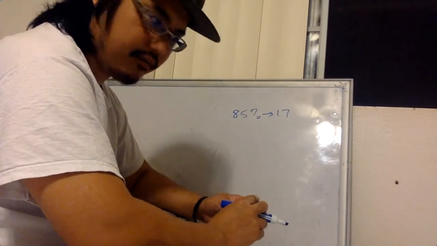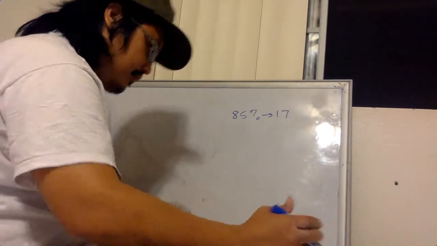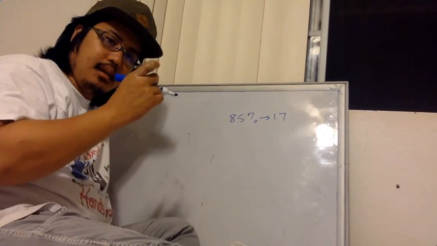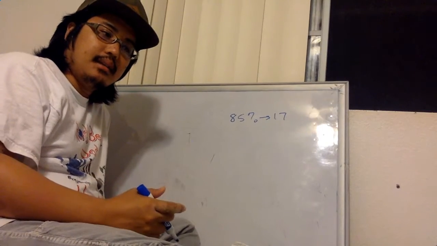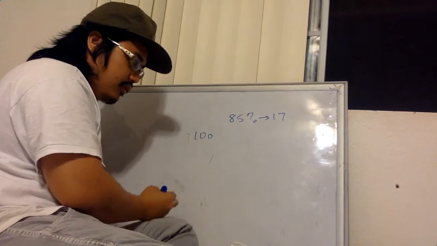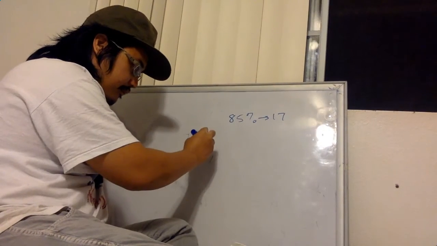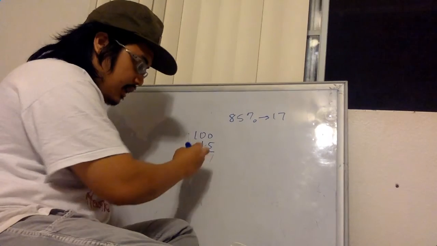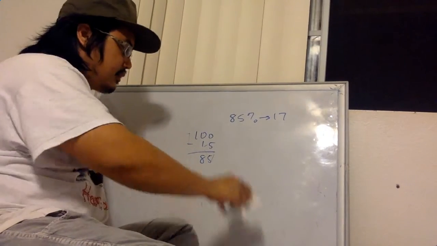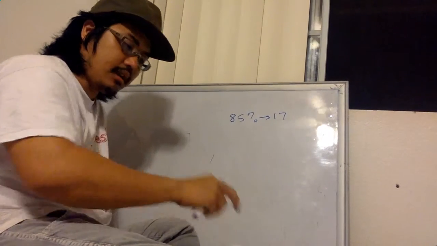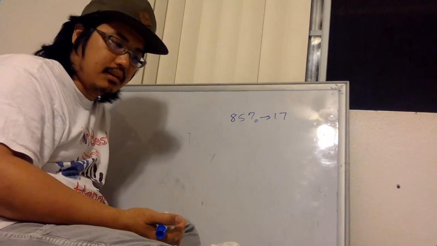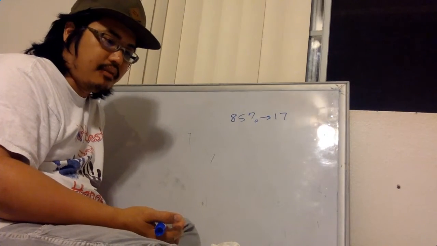Now, where did I get 85? It didn't say that anywhere in the problem. Well, it's because we reduced the price by 15%. So it was 100% before, and we reduced it by 15%, and that gives me 85. So that's the first trick that you have to really think about. And then the rest of it is just the standard unitary method for solving math problems.